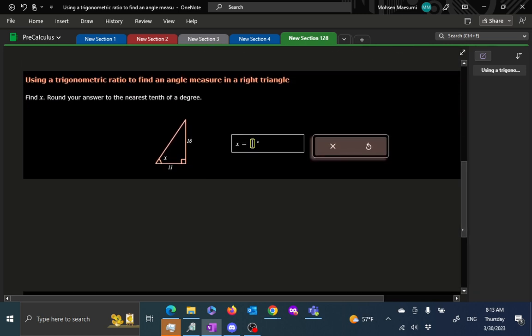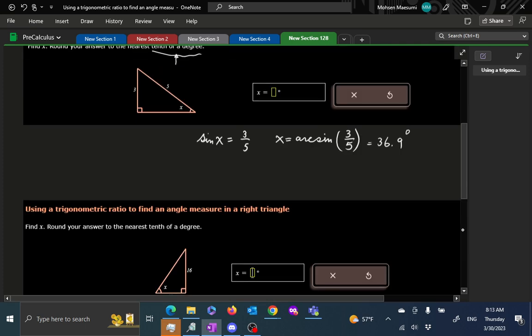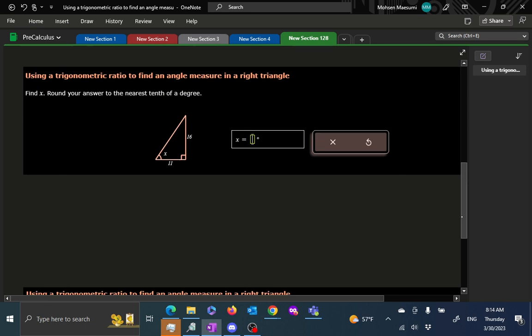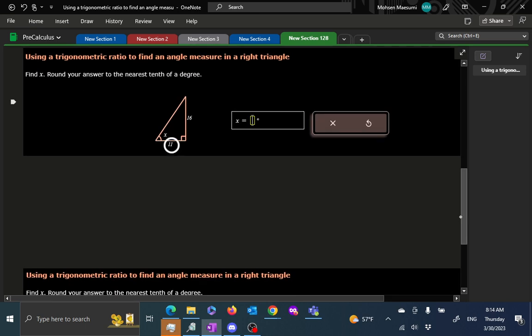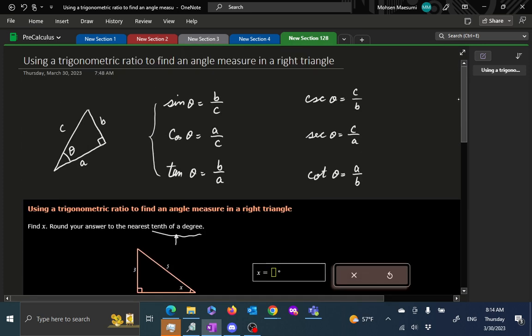In this case, we have this angle x we want to find. We look at it, so well, adjacent is given, and the opposite is also given. So what is the relationship that connects these three? Adjacent and opposite.